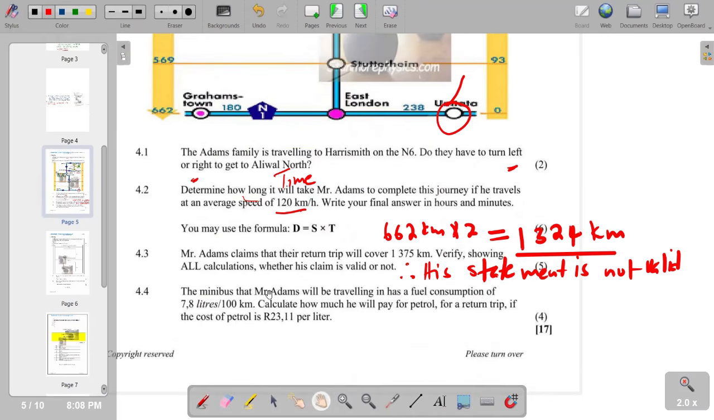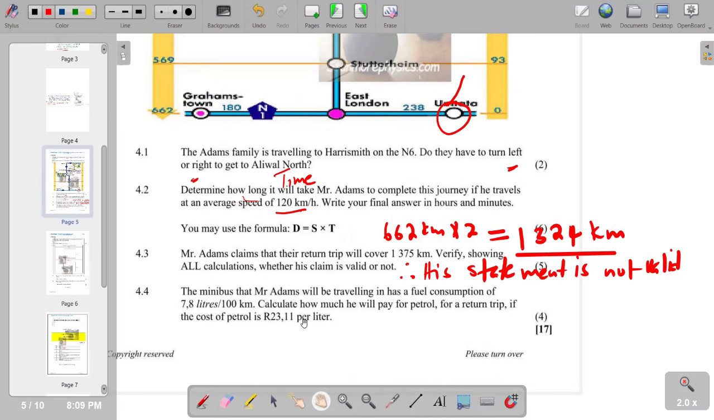The minibus that Ms. Adams would be traveling in has a fuel consumption of 7.8 liters per 100 kilometers. Calculate how much he will pay for petrol for a return trip if the cost of petrol is 23 rand 11 cents per liter. So of course in terms of the return trip, we said we got 1,324. That is the distance of the return trip that we got.